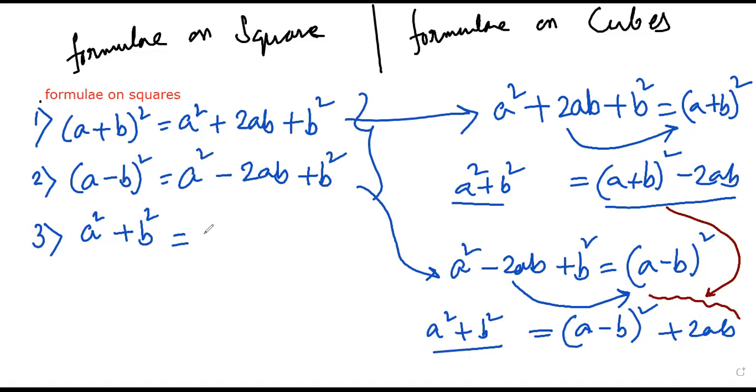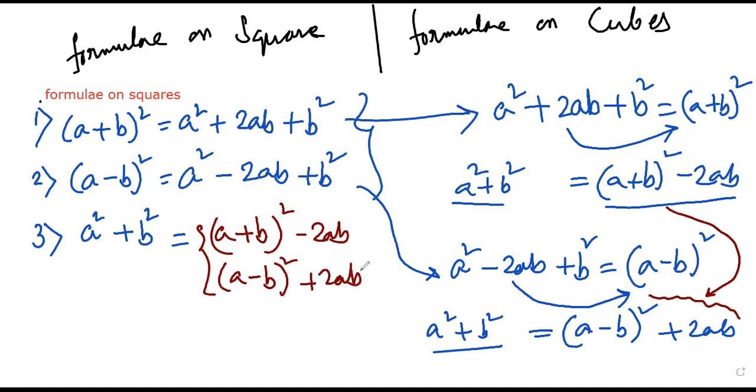So just write here, there are two expressions: a plus b whole square minus 2ab, and also we can write a minus b whole square plus 2ab. Clear? So these are the formulae for a square plus b square. Okay.